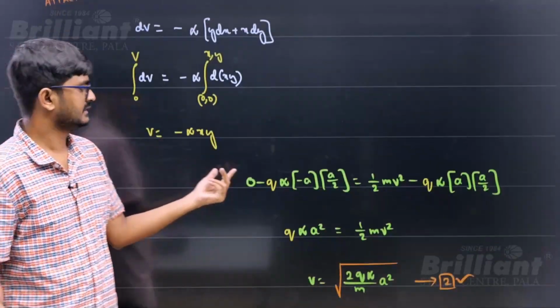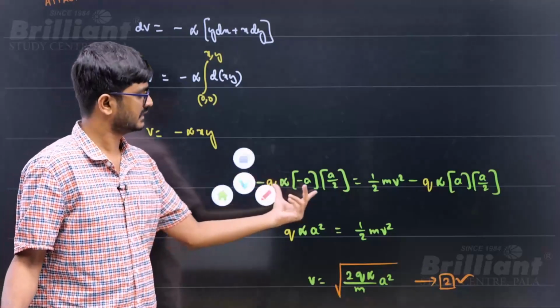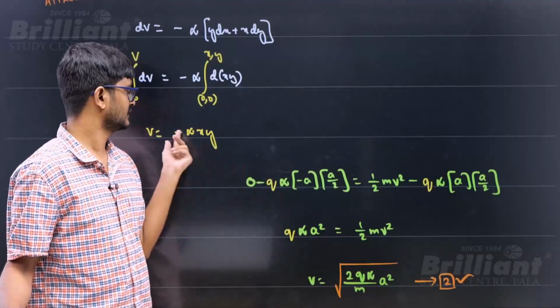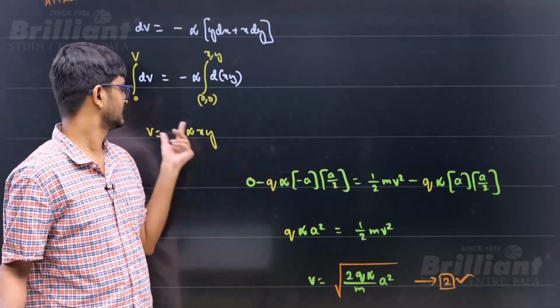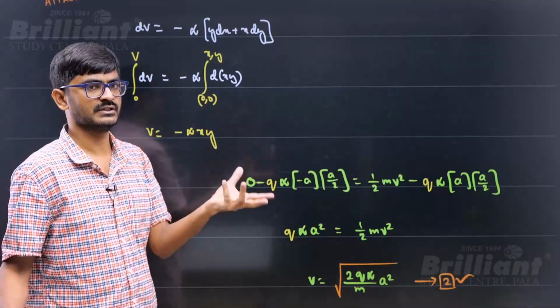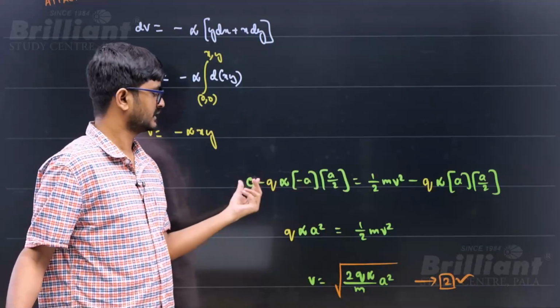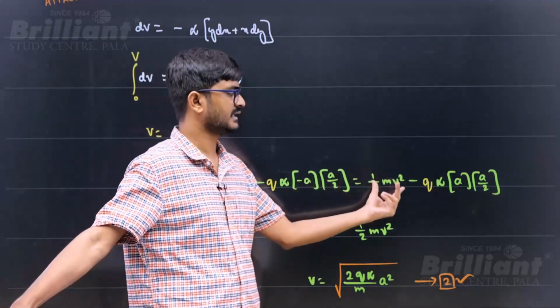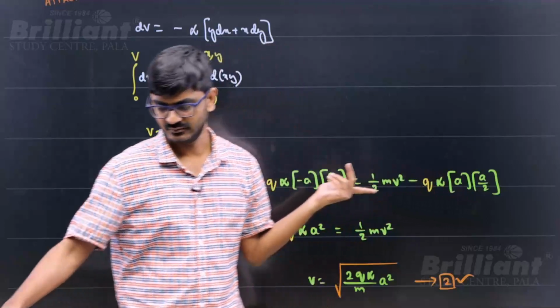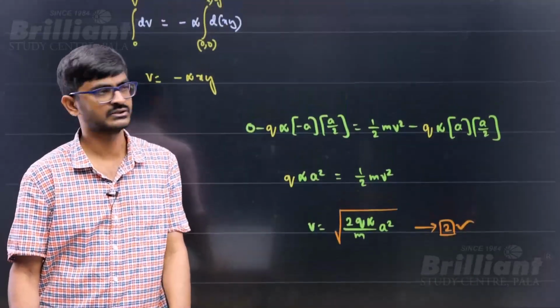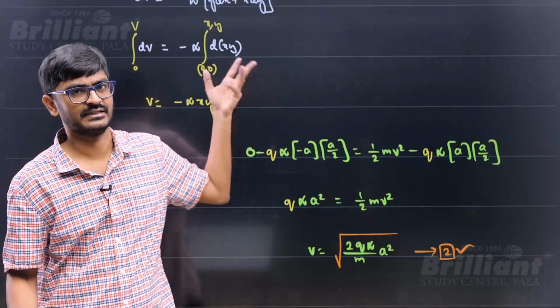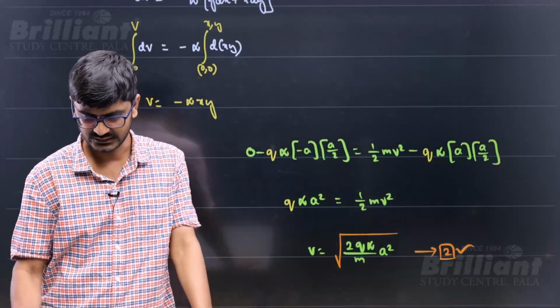Now initially kinetic energy is 0, and initially the potential energy is minus alpha into x into y into the charge. This is potential, so potential energy will be q times the potential, right? So initial kinetic energy plus initial potential energy equals final kinetic energy plus final potential energy. From there you will get the value of the final velocity, right? The question turns out to be easy once you know this integral. After that, it's only conservation of energy.